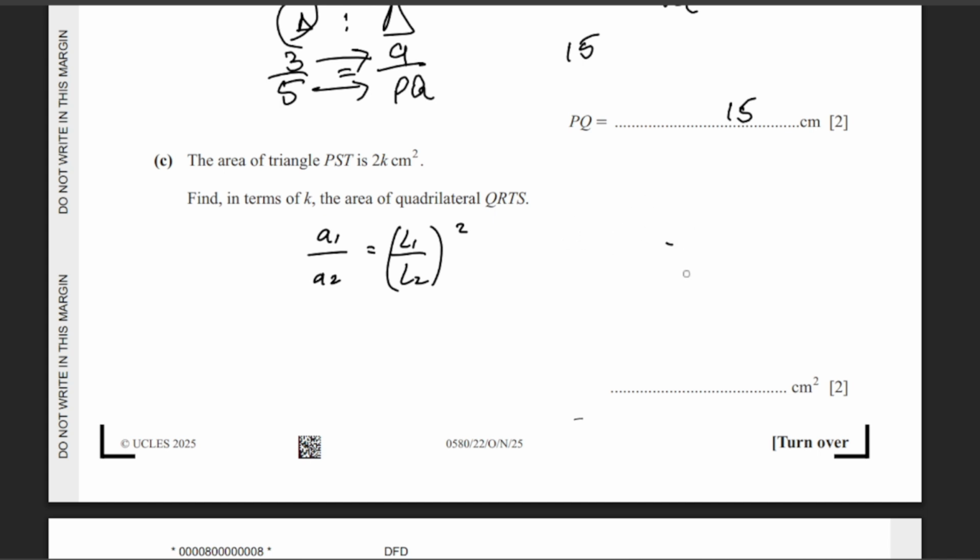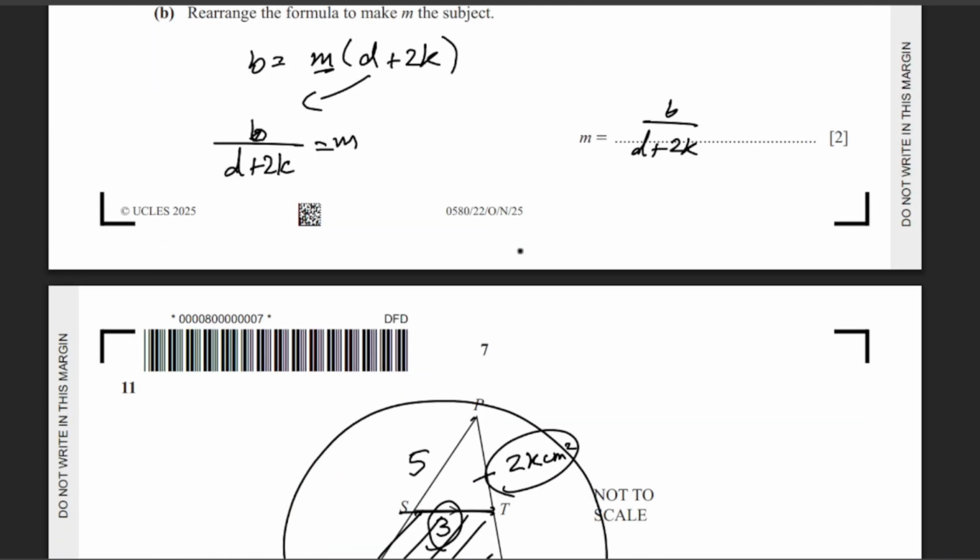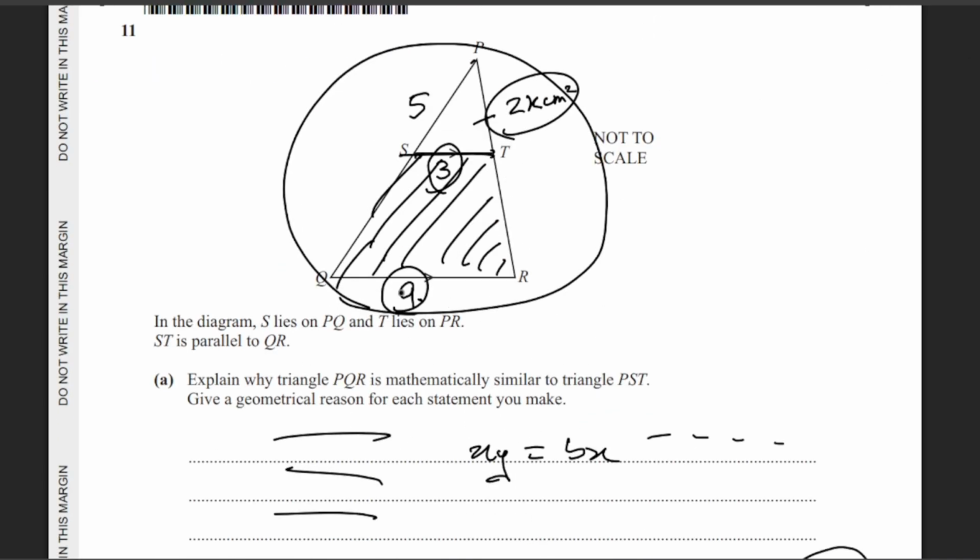Let's substitute the values in. The area of triangle PST is 2k centimeters squared. Let's keep that down there, 2k. And the area we need to find, let's keep it as x. So x is referring to the greater triangle, so we need to remember that for this side, the greater triangle's length needs to be on top. So QR equals 9, and ST equals 3. These are the similar sides.